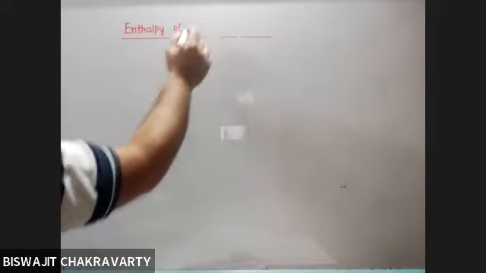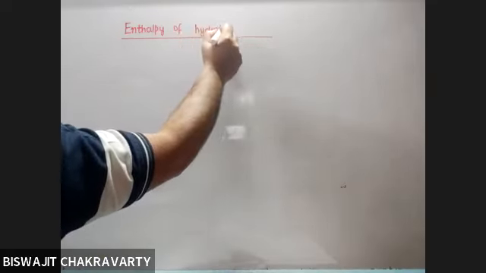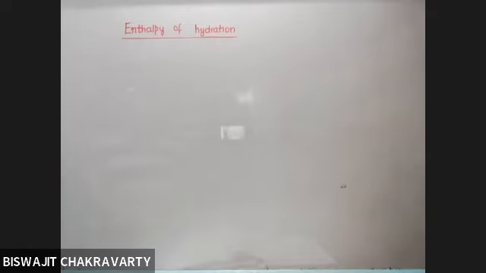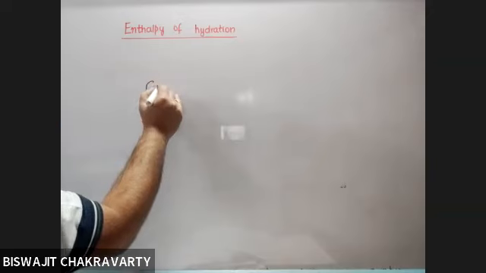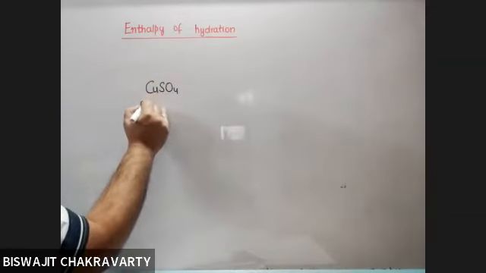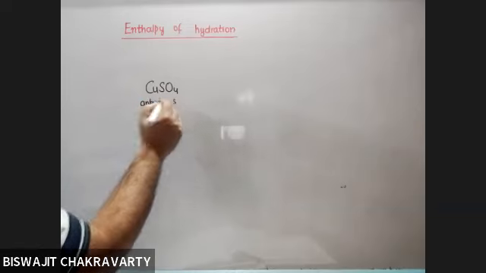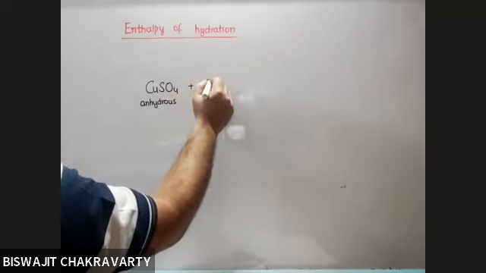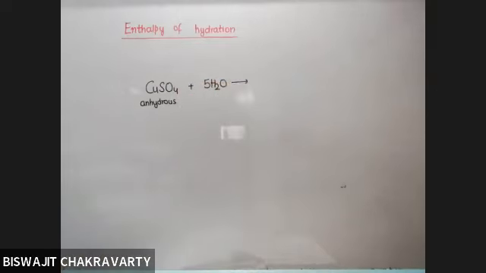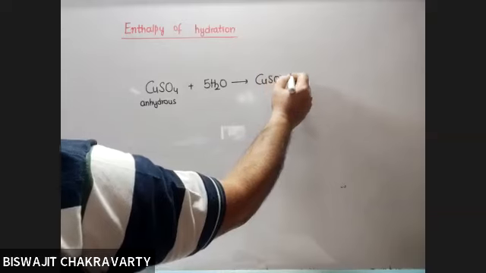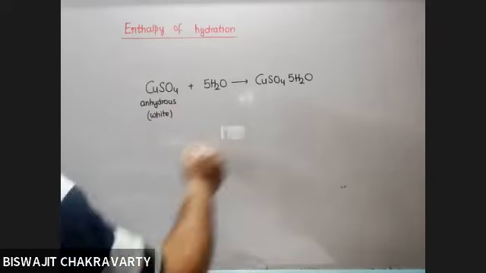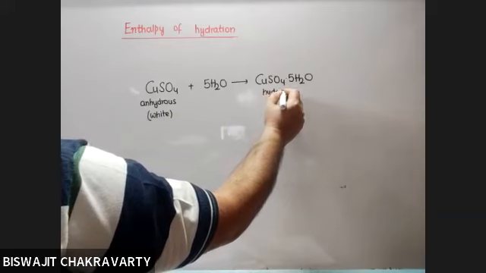Next, enthalpy of hydration. So what happens during the hydration process? See, there are certain salts like copper sulfate. It is called anhydrous copper sulfate. When copper sulfate is put into water, it is going to pick up 5 moles of water per mole of copper sulfate and gets converted to a new form which is blue in color. It was previously white in anhydrous condition.